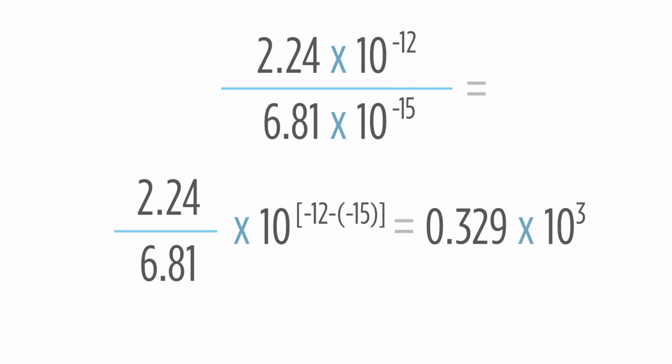If we do our division and we do a subtraction, we'll see that we're going to end up with 0.329 times 10 to the third. Again, look at that value. Is that a correct scientific notation? No, it's not, so we're going to have to convert. Move this one decimal place. That's going to decrease our exponent, so we'll have 3.29 times 10 to the second.